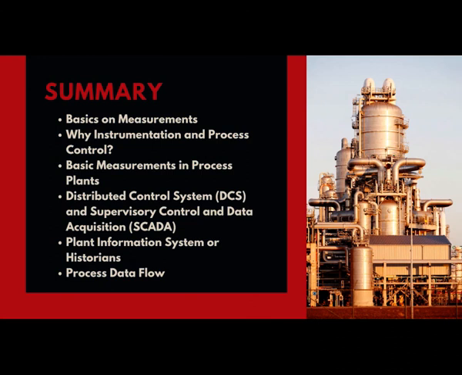So in this module on process control automation, we have seen the basics of measurement and why measurements are important for process control, and the basic measurements happening in process control plants. We also went through the different features of DCS and SCADA systems, and finally how the data flows from the control room to the different stakeholders using the real-time historian, and we saw the data flow with the help of the ISA 95 architecture. So this is how we conclude today's session on process control automation.